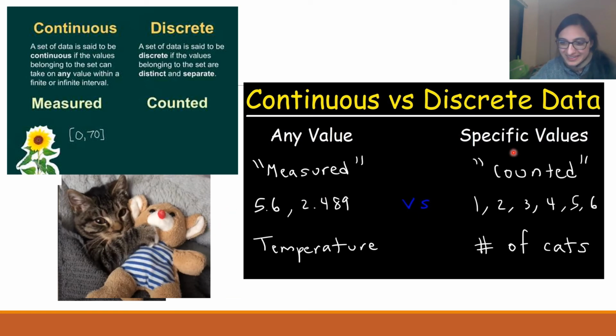So that's what discrete is. You can count it. And continuous is not exactly countable. You can go down to the decimal places, but for discrete, you can count it because you can have whole cats. You can count the number of cats, the number of people. You can count something.